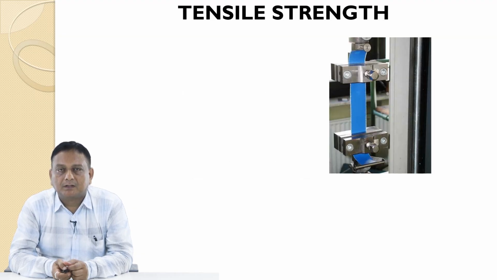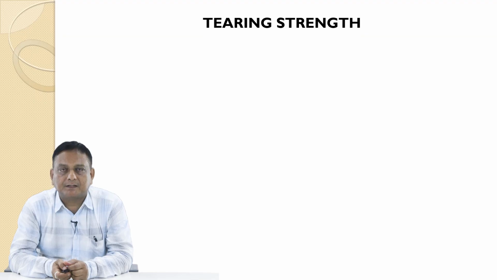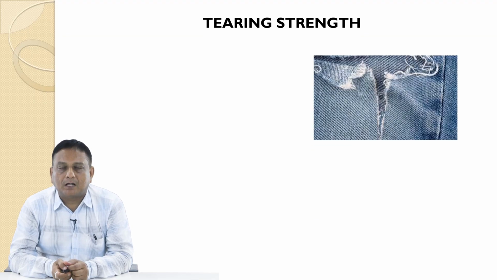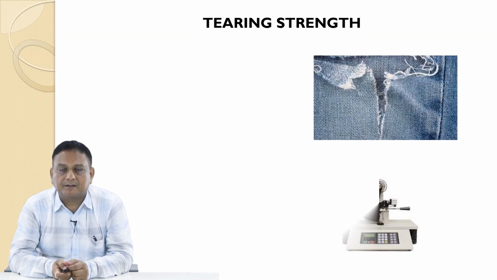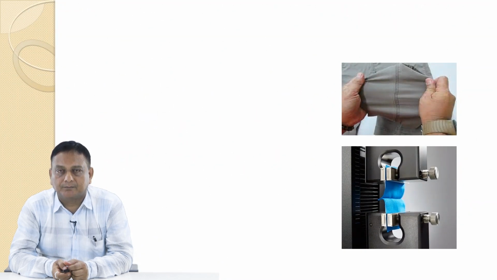Now when we are talking about the performance tests, tensile strength comes into the picture, that is, how much strength is there in the material. Among other tests done in performance is the tearing strength. So how the garment will tear, if a particular small tear is there, and how it propagates, is judged in the tear strength tester, and that particular test method is called tear testing.